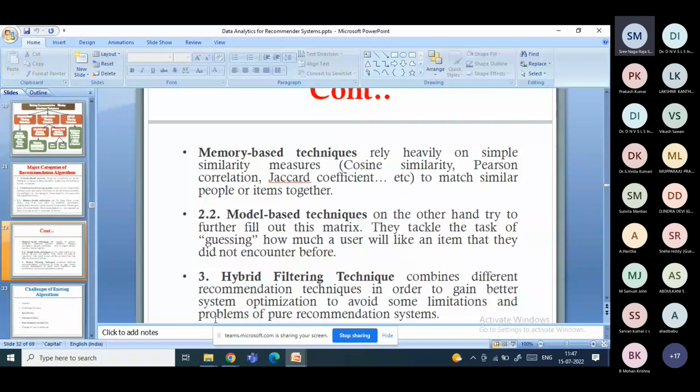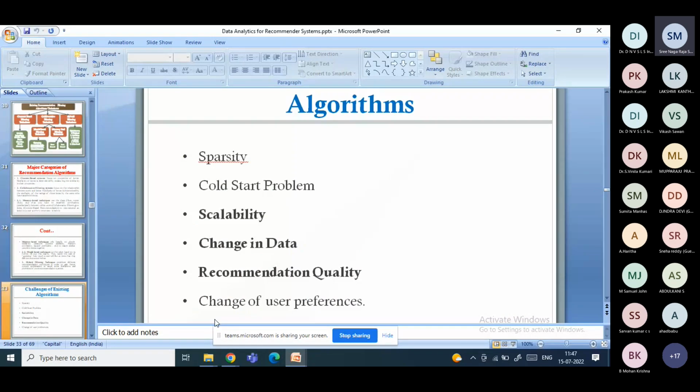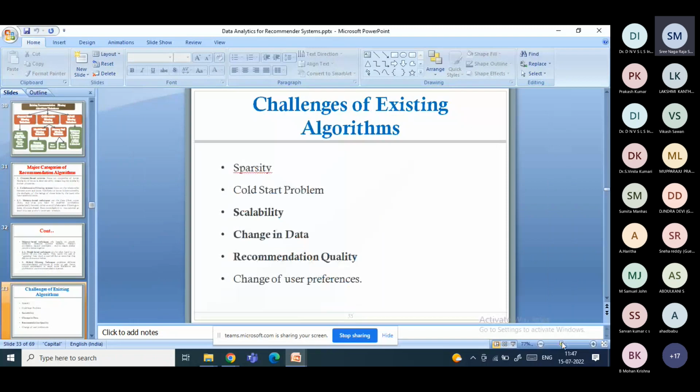All these algorithms are suffering with some challenges. What are the challenges? Challenges of existing algorithms: they are suffering with sparsity. Sparsity means that all the data is not in the same form. It is sparsity. And the third one is the cold start problem.